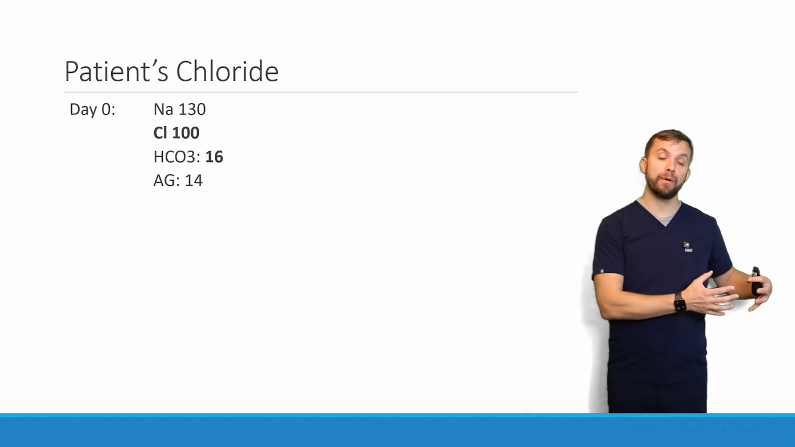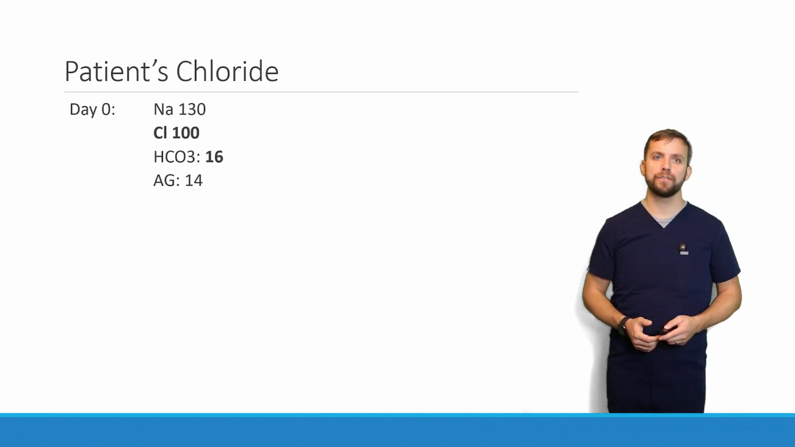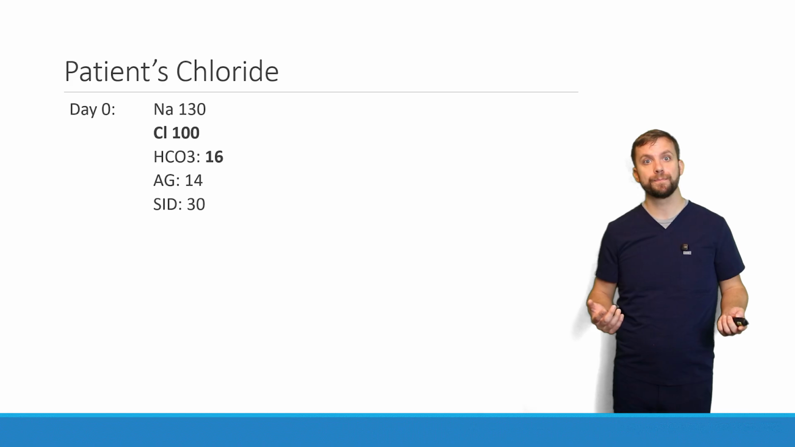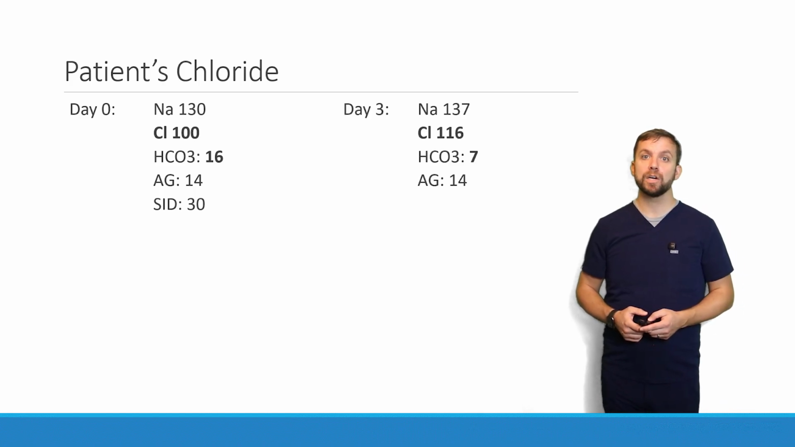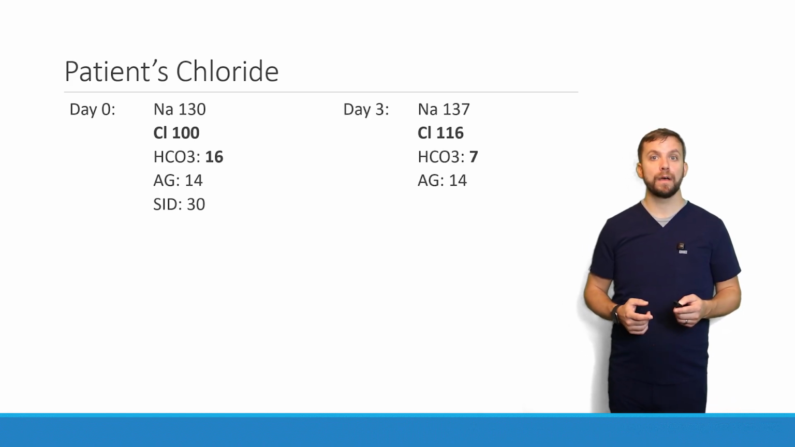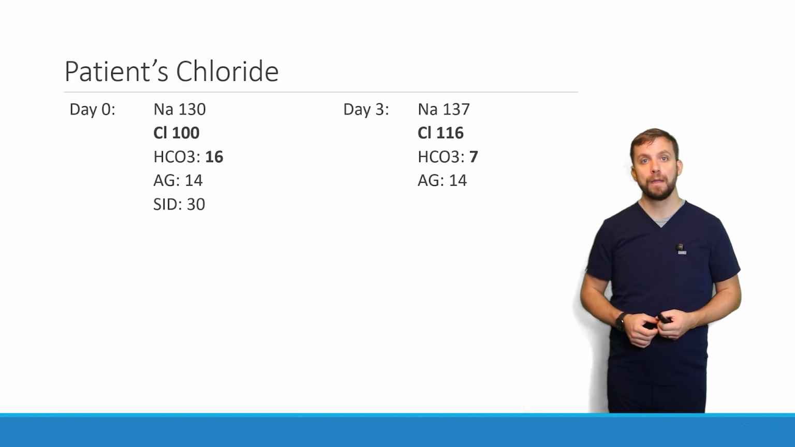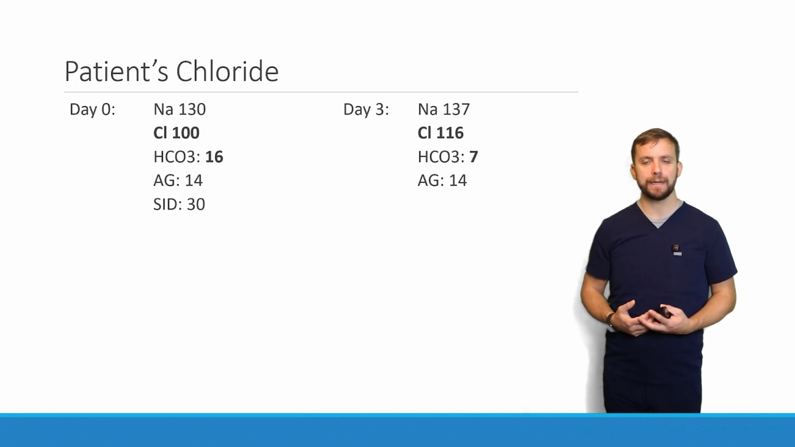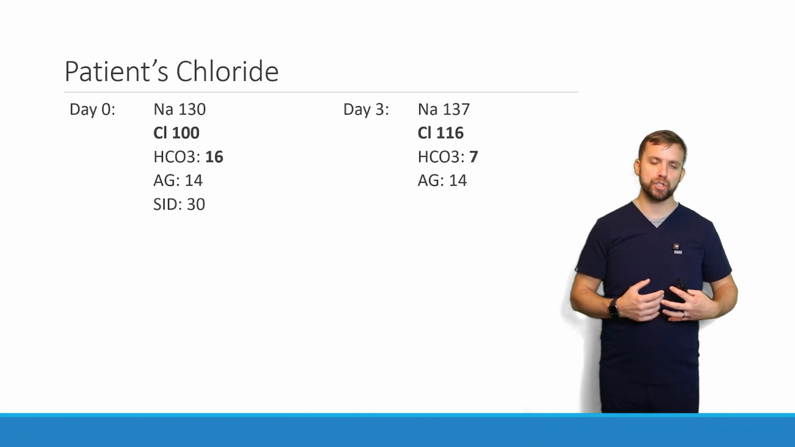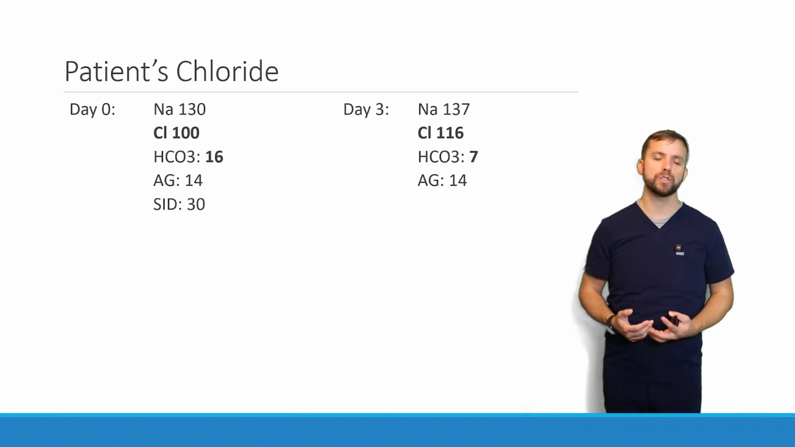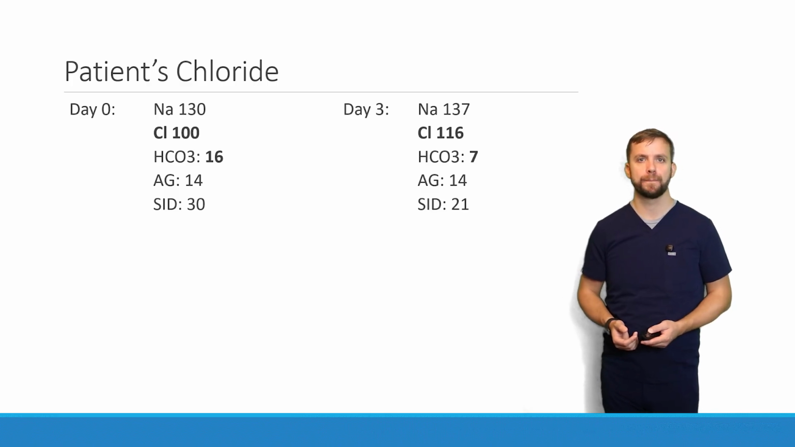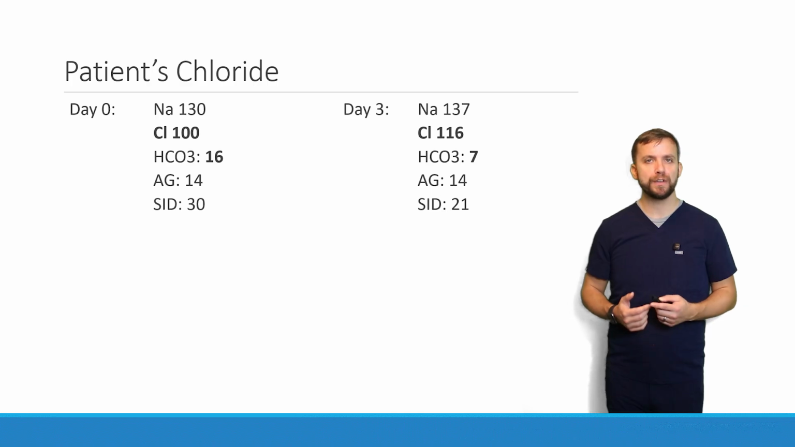This patient started out with a bicarb of 16 and a chloride of 100 with an anion gap of 14. We can then look at day 3, their chloride had jumped from 100 to 116 and their bicarb was down to 7 because there was so much chloride in the body that the body's response to this was just to stop making bicarb. So they had the same anion gap, but their bicarb was so much lower because they'd gotten so much chloride from so much normal saline. And they were severely acidotic.